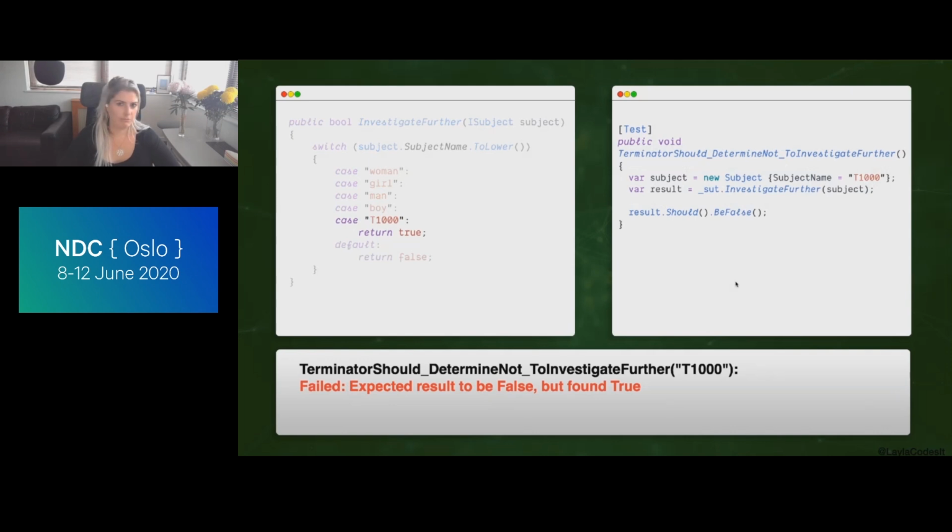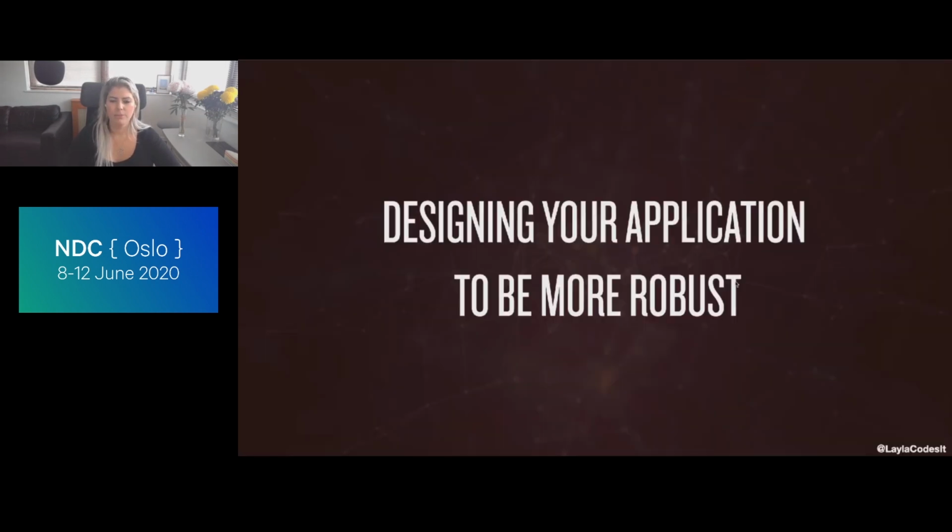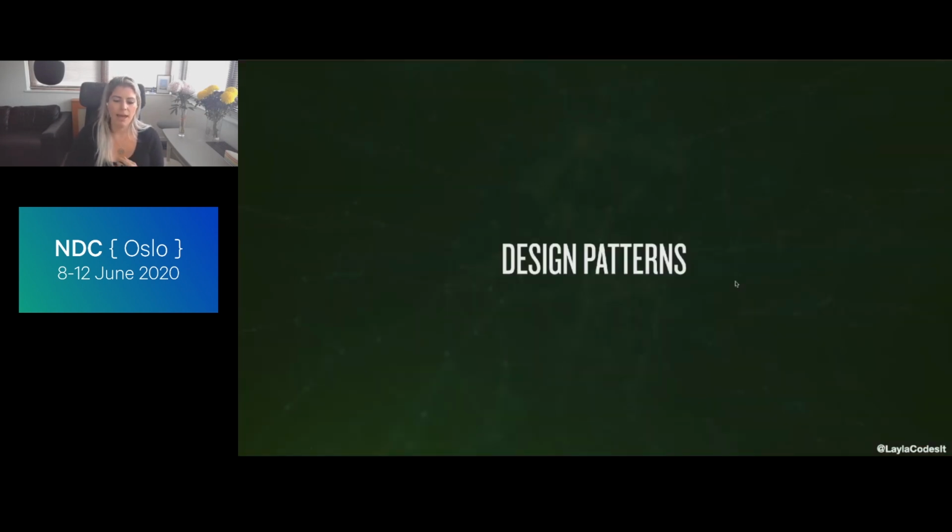So now what am I faced with doing? Well, I'd have to go and modify my tests. But I don't want to. So we should design applications to be more robust. Because we shouldn't have to go in there and fiddle with things as soon as a requirement changes. That's tedious, and that's not why we have all this safe refactoring and things. And to make software more robust, you can look at design patterns.